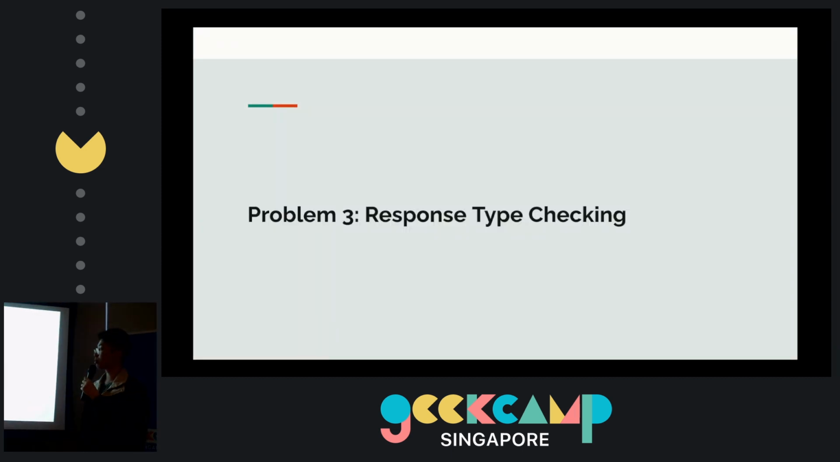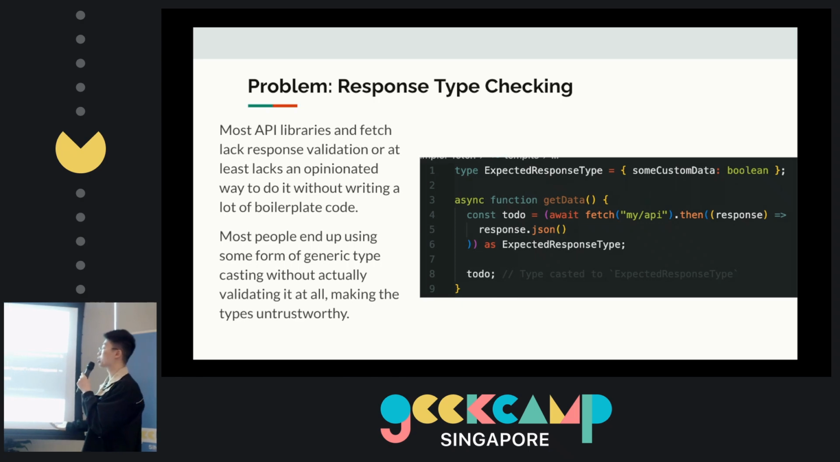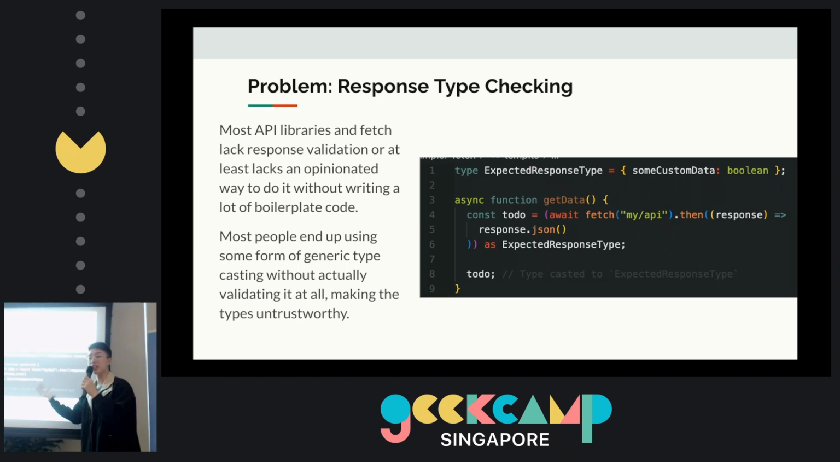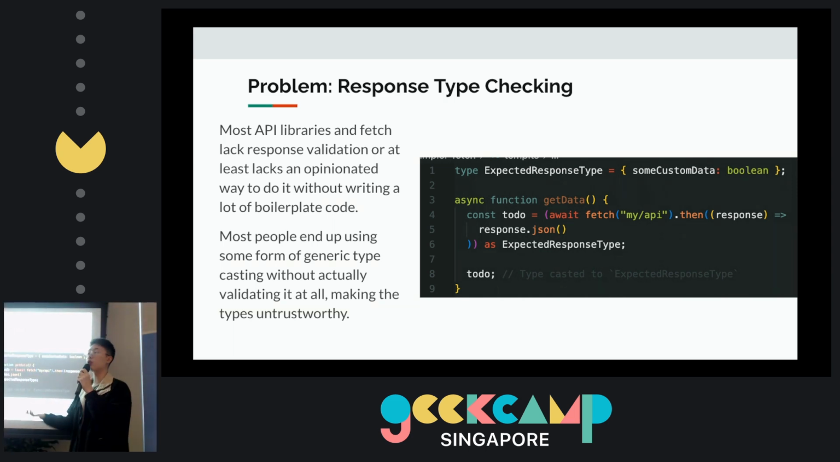So the last problem is response type checking. Okay, so what's the problem with response type checking? This is a big issue, right? Most API libraries and fetch lack proper response validation, or they don't have an opinionated way of doing it. Some will say, oh, you should just use Zod. Some say, oh, use Joi or whatever other validation library that you like, right?